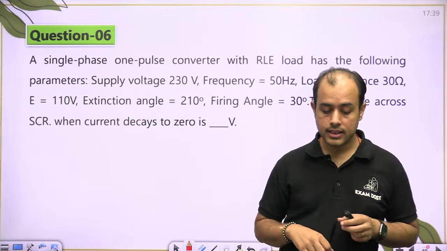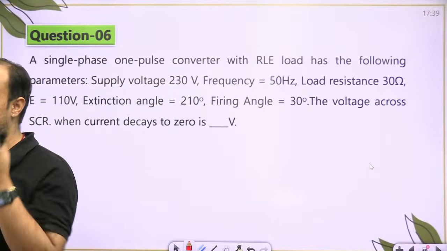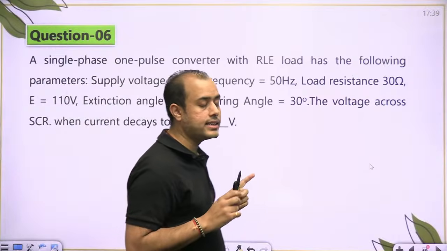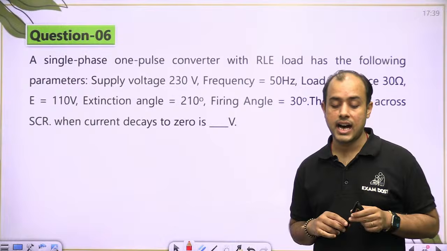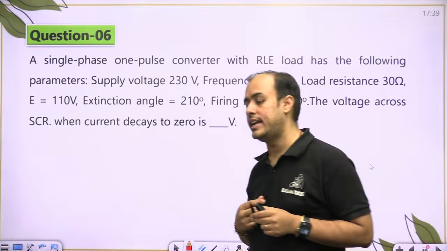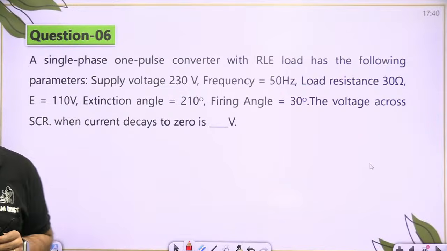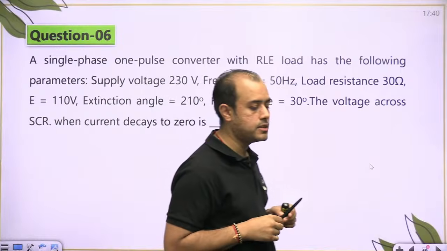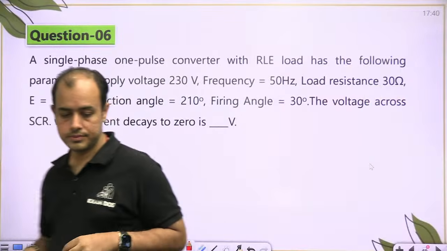चलिए, ट्राई दिस. Voltage across the SCR when the current decays to 0. Let me explain, beta. The current decays to 0 at beta. So it is asking the SCR voltage at beta. SCR का करंट 0 जाता है बीटा पे, तो बीटा पे आपसे वोल्टेज मांग रहा है. बताइए, बनाइए जल्दी से इसको.